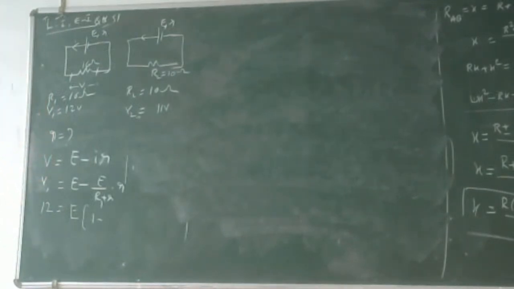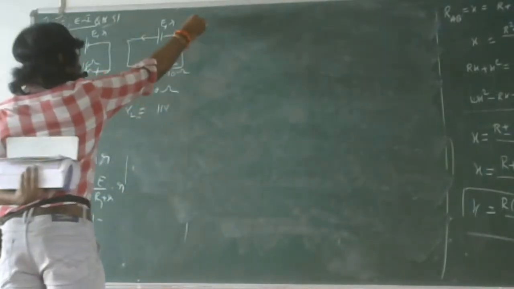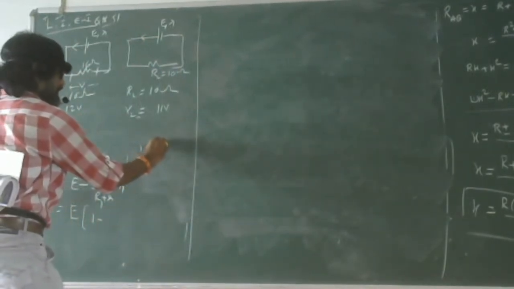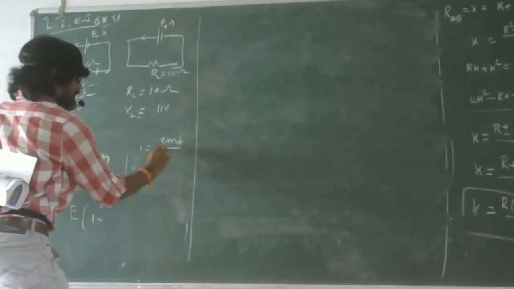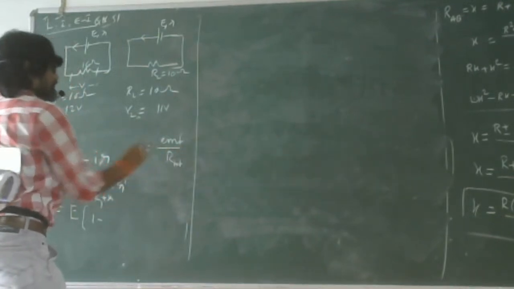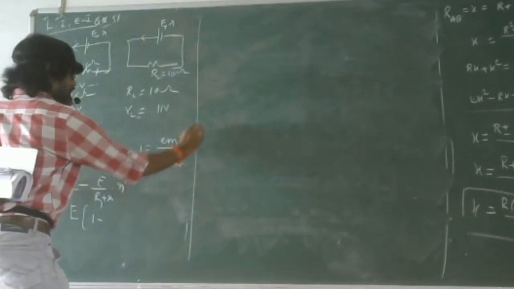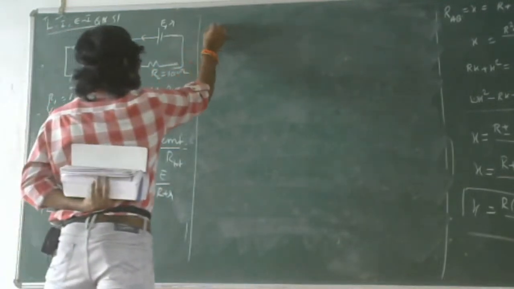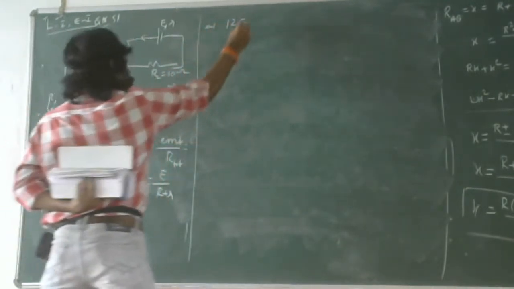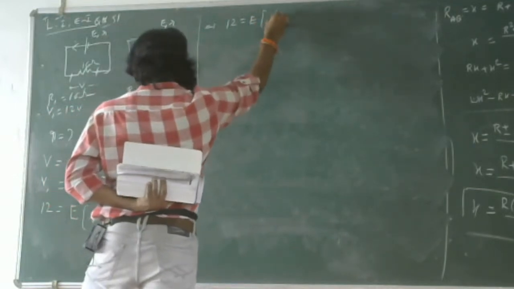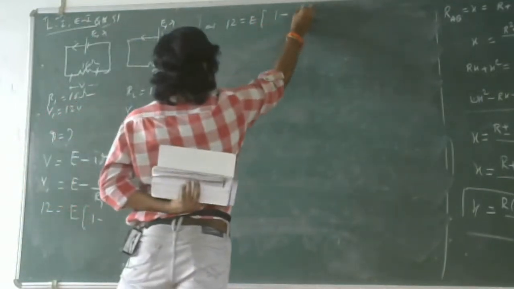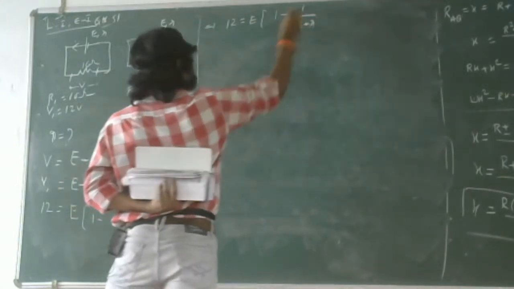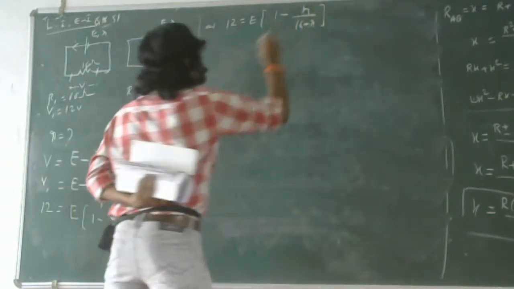It is given that I is equal to net EMF by total resistance. So you can take this as E by R plus r. Now you can take this here as 12 is equal to E into 1 minus r by R1, which is 16 plus r. So this is 1.